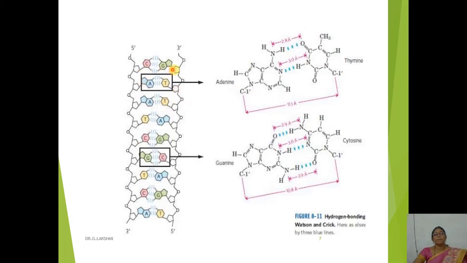So here you see the pairing: always purines pair with pyrimidines. So adenine pairs with thymine, guanine pairs with cytosine. The pairing between adenine and thymine is with two hydrogen bonds, whereas for guanine and cytosine it is about three hydrogen bonds. You see adenine and thymine form two hydrogen bonds and guanine and cytosine are connected through three hydrogen bonds. So GC is three hydrogen bonds, AT is two hydrogen bonds.